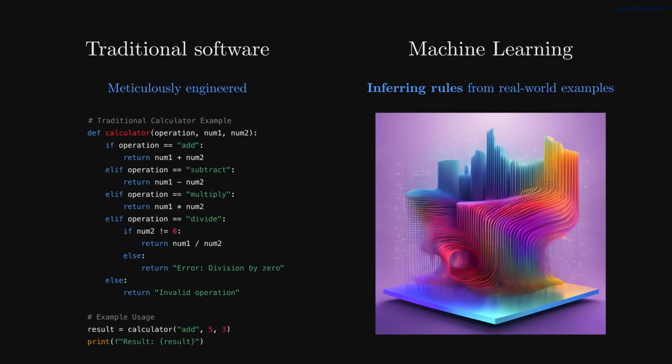In the next videos, we will look at the building blocks that make this possible, like the data we use to train these systems and the techniques that power them. But for now, just remember, machine learning software learns from patterns, while traditional software is painstakingly coded step by step, often by large teams of engineers.